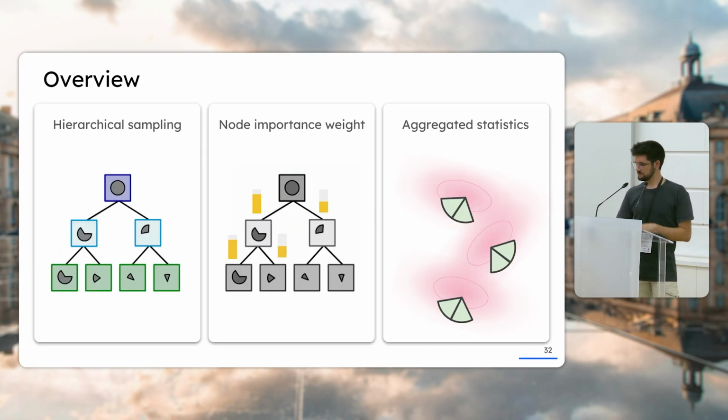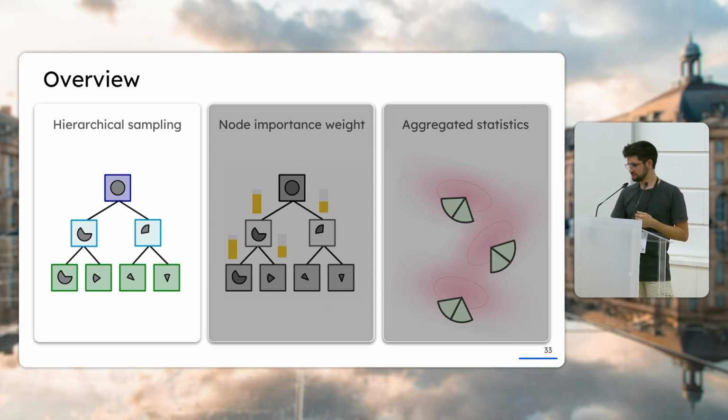So we will now detail our solution, talking about the three main steps of the method. First, there is the hierarchical sampling, top-down, of our structure. Then our practical node importance weight to do this top-down selection. And finally, we will discuss the aggregation of statistics bottom-up.